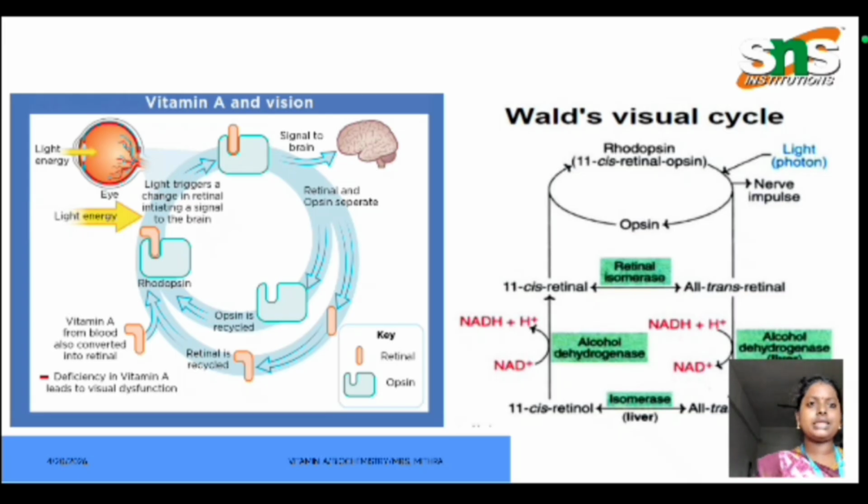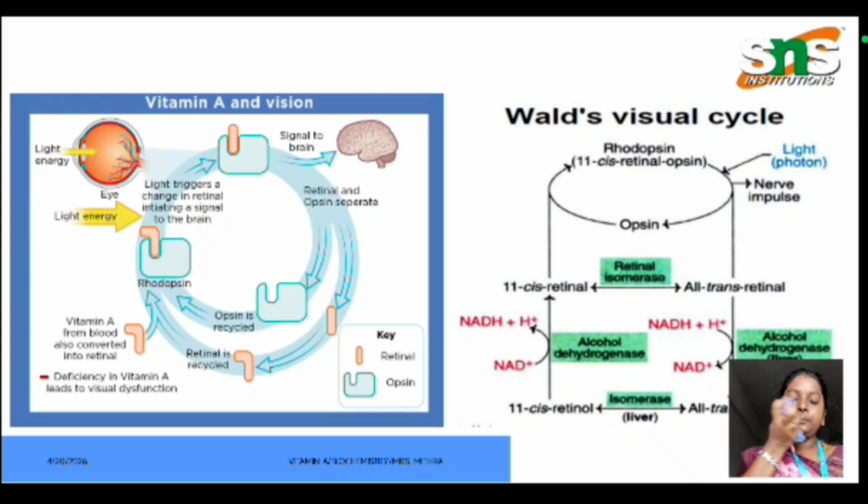In Wald's visual cycle, you can see rhodopsin, which consists of 11 cis retinal and opsin. When light photons hit the rhodopsin, through the nerve impulse it gets converted into all trans retinal. Through the alcohol dehydrogenase enzyme, all trans retinal is converted into 11 cis retinal, and 11 cis retinol is converted back into 11 cis retinal, and it again combines with the opsin, and the cycle continues for further seeing the light reaction.